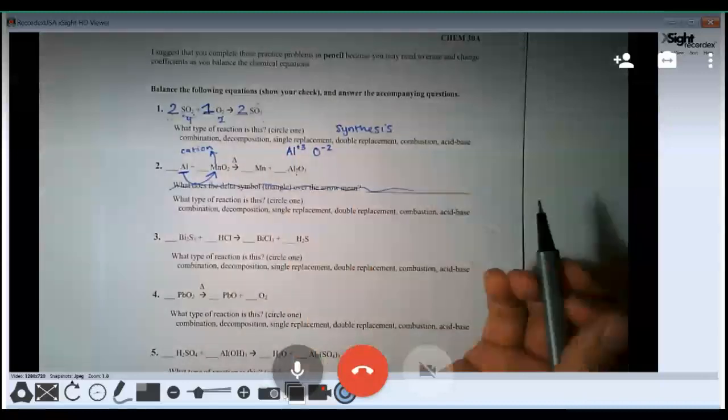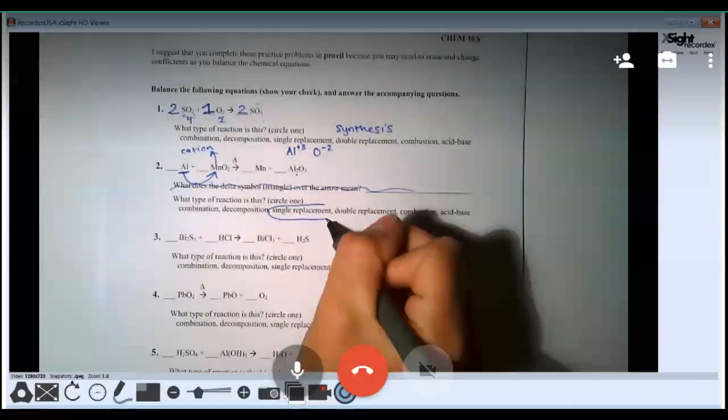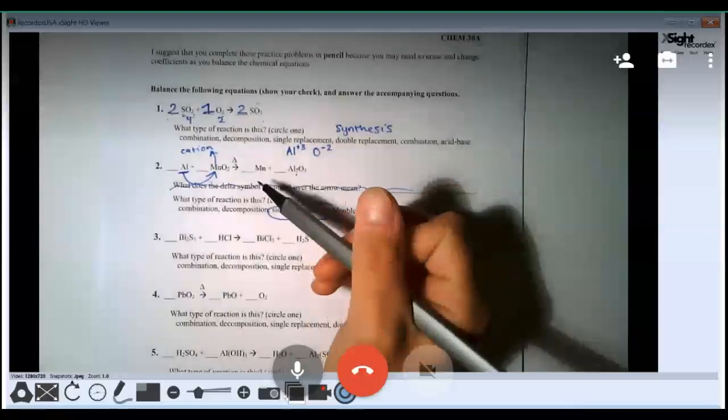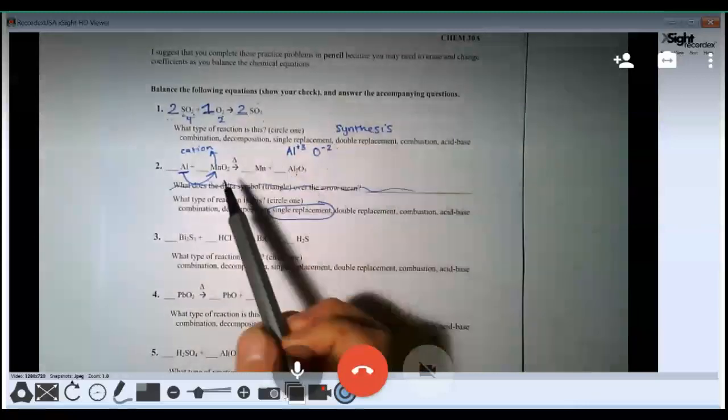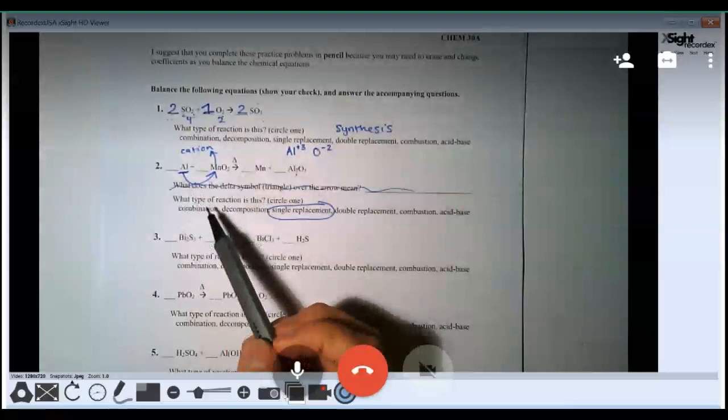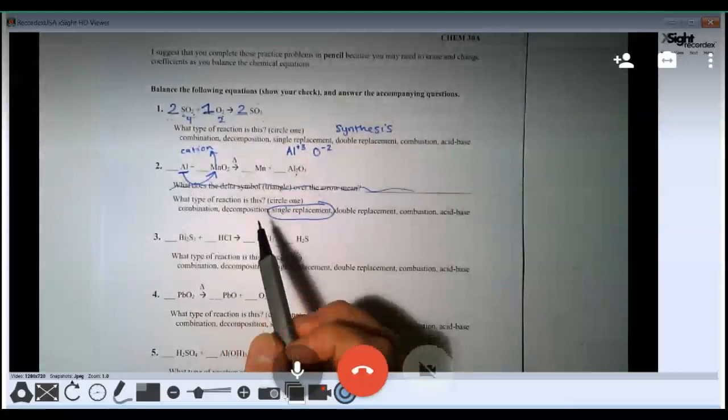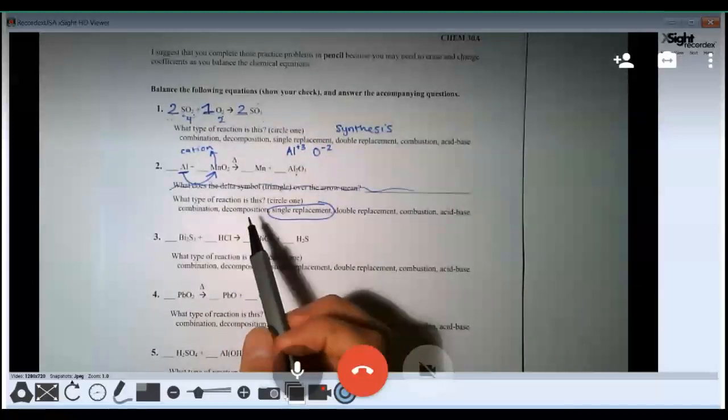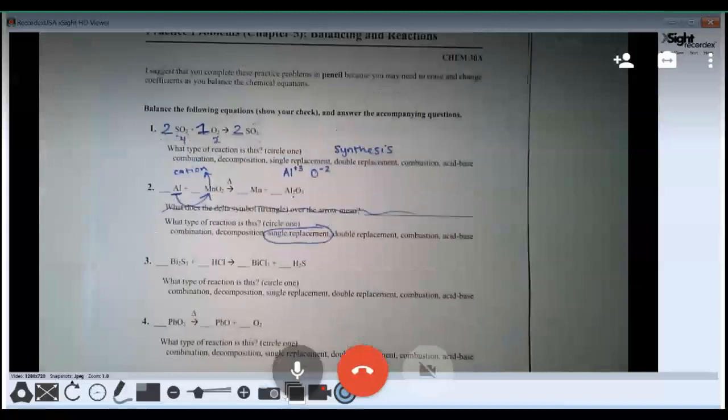Okay, so now we know this is going to be single replacement, and it wants us to balance. So there's a couple things out of balance here. What's one thing that's out of balance? Move it closer again.